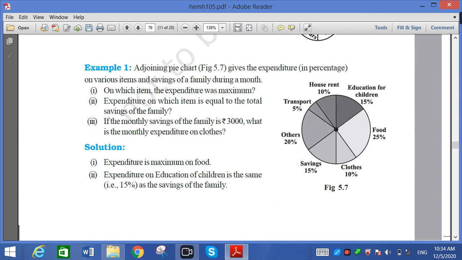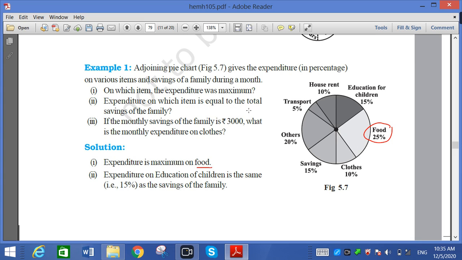Okay, example number 1. The pie chart gives expenditure in percentage on various items and saving of the family during the month. On which item was expenditure maximum? So if you see, where is the expenditure maximum? So food. In food expenditure is maximum.